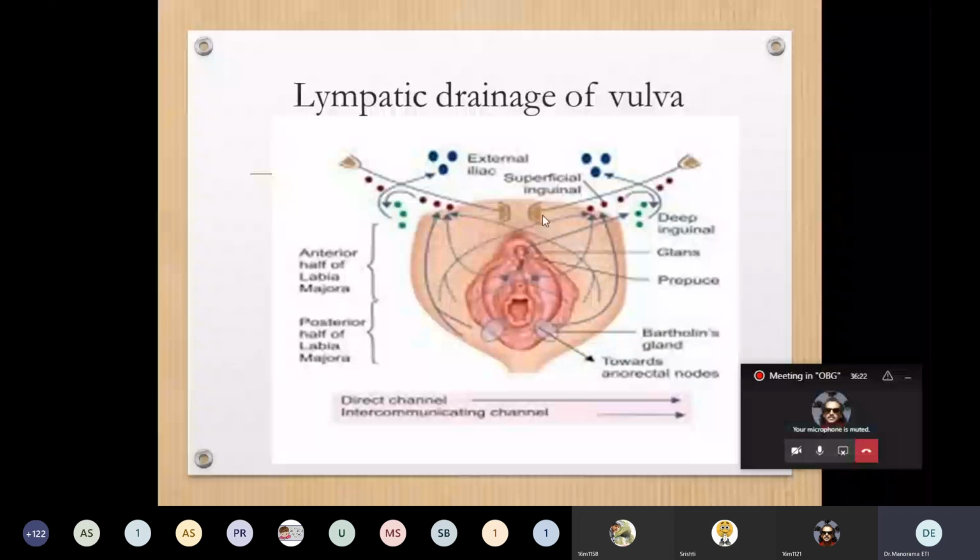So the lymphatic drainage of vulva is very important, and most important is the superficial inguinal nodes. It is also considered the sentinel node. We all know that whenever we biopsy a sentinel node and it is found to be negative, even whenever we are doing any cancer surgery, we are relieved that the cancer would not have spread beyond the superficial inguinal nodes. So the superficial inguinal nodes are considered the sentinel node.